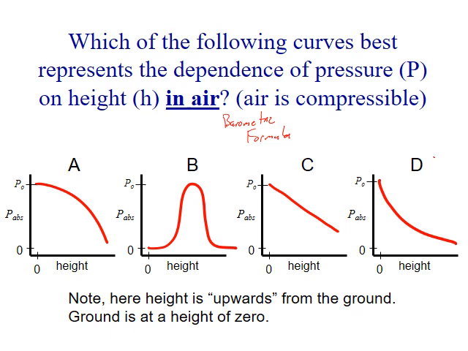And so, B makes no sense. Can't be C because that's linear. Some people might vote for A, but it doesn't actually have the correct shape for a decaying exponential. So D is the correct answer. As you get further up from the ground, the air pressure drops.